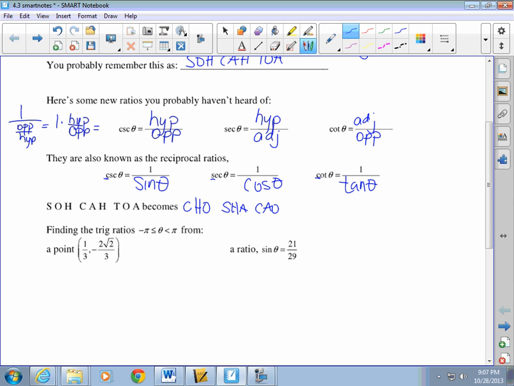Okay, so this one says, example number 1, find the trig ratios, where theta is between negative pi and pi, from a point 1/3 and negative 2 square root 2 over 3. So this is a little bit like what we were doing in the last section. In the last section we were looking at unit circles. This isn't a unit circle, so we don't have an R of 1. So that means we have to do a little bit of calculating.